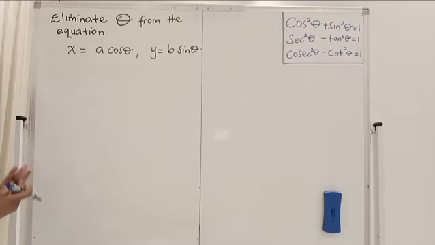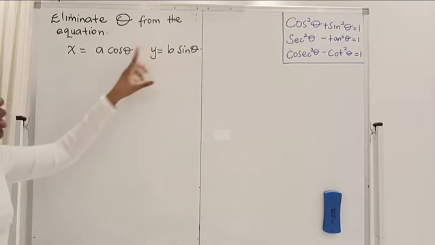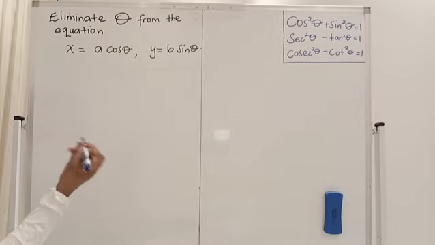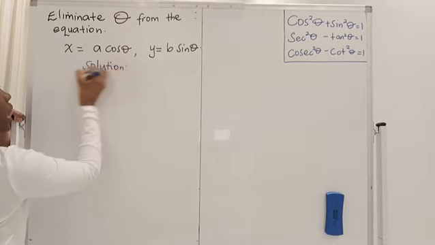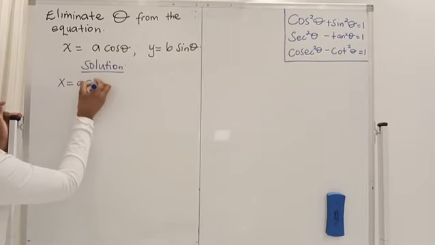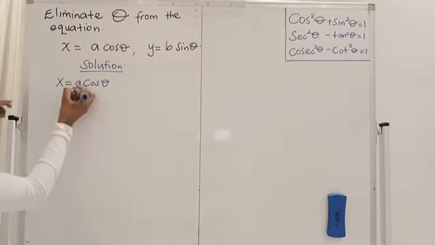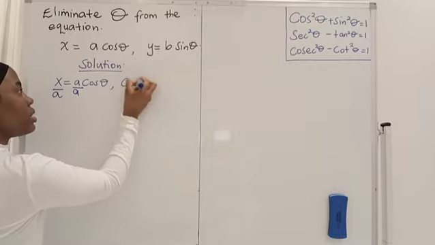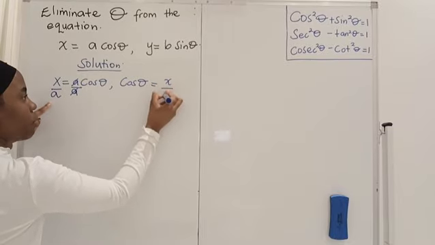So let us look at the first one. The first question here has cos and sine, so we are going to use the first identity to see that theta is eliminated from the equation. So in our solution, I have the first equation, which is x equaling a cos theta. Let me make cos theta the subject by dividing through by a. If I divide through by a, I will have cos theta equaling, this a has disappeared from that side, and I'll remain with x out of a.